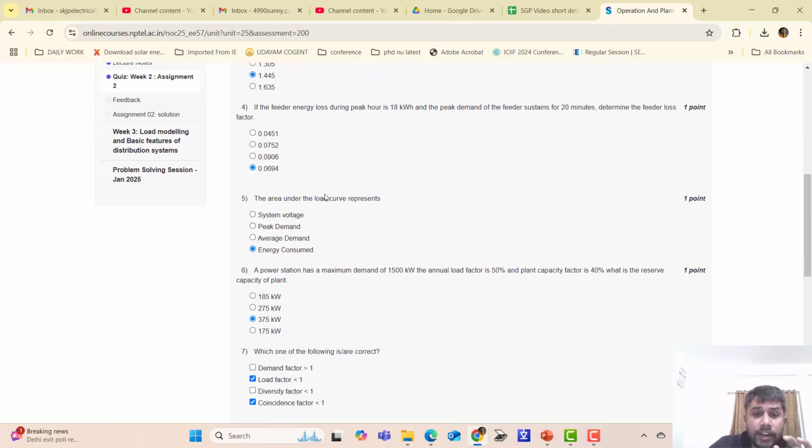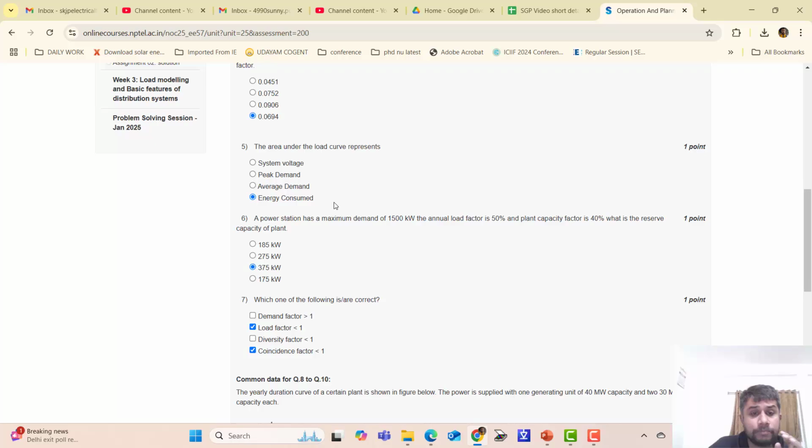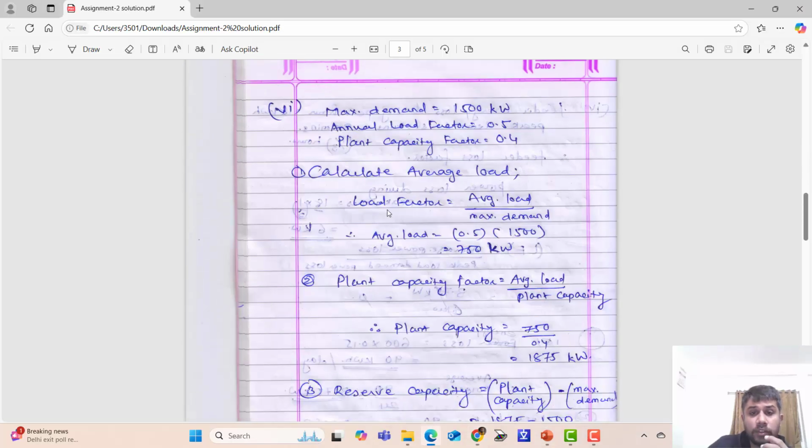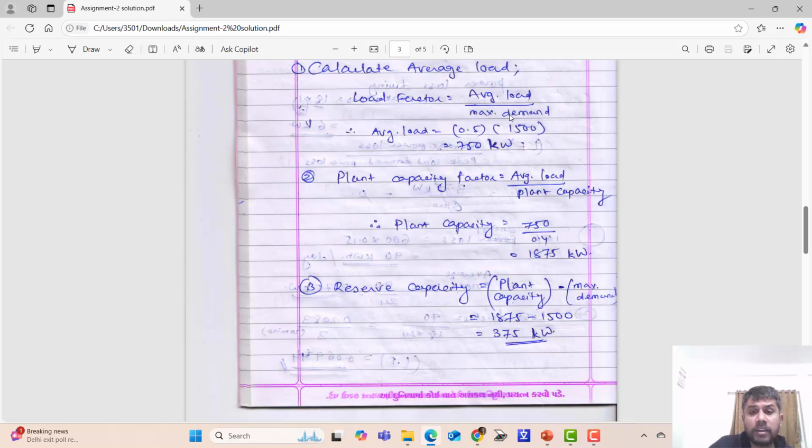Now, the area under the load curve represents the energy consumed, so D is the right answer. Now, a power station has a maximum demand of 1500 kilowatt, a load factor of 50% and a plant capacity factor of 40%. The reserve capacity of the plant can be calculated with the help of this. The load factor is equal to average load upon maximum demand, so the average load is 0.5 into 1500, so it is 750 kilowatt. Now, the plant capacity factor is equal to average load upon plant capacity, so the plant capacity is 750 divided by 0.4, which gives us 1875 kilowatt.